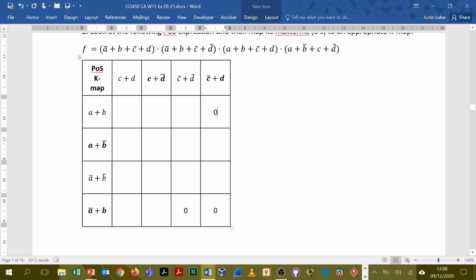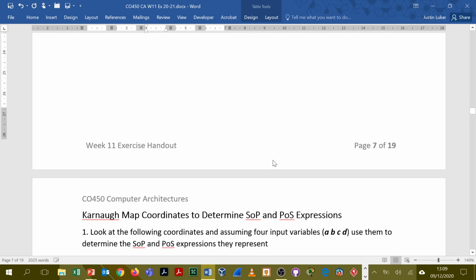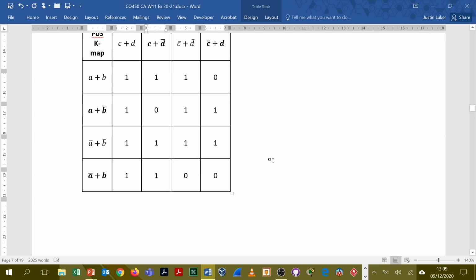So AB, not C or D, that one. And then we go A, not B, C, not D, that one. Okay. Oh, sorry, no, that's wrong. No, that's C or not D, isn't it? So C or not D, that one. There we go. That one there. So make sure you map them out correctly. And then obviously the other empty cells must be 1s. So you're mapping out all the F outputs onto your Karnaugh map. Okay, that's good. So that's it.